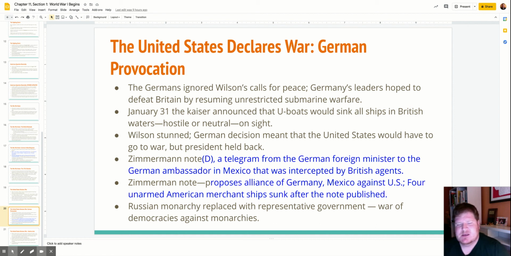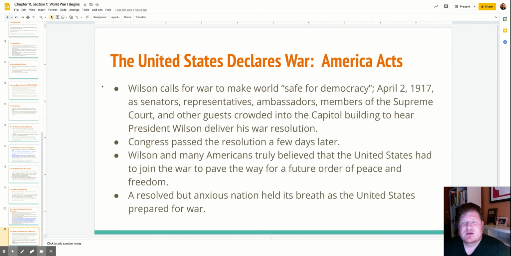The Russian monarchy was replaced by representative government, making it a war of democracies against monarchies as well. At this point, Wilson calls for war to make the world safe for democracy. On April 2nd of 1917, as senators and representatives, ambassadors, members of the Supreme Court, and other guests crowded into the building, he delivered a war resolution. Congress passed the resolution a few days later, and Wilson and many Americans truly believed the United States had to join the war to pave the way for a future order of peace and freedom.